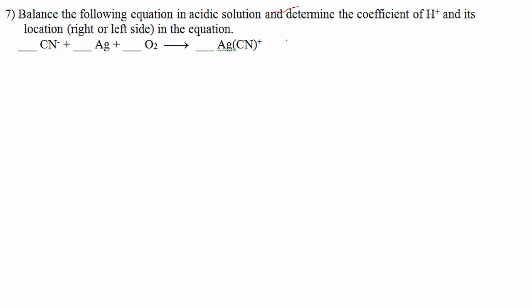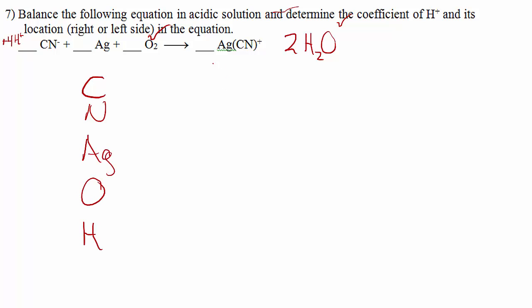Well, I know I balance oxygens by adding water. So I'm going to add 2 H2O on this side. Oxygens are good. But now I have to balance using the hydrogens. So I've got to add 4 H+ onto the left side. And now I think everything's balanced. All right, let's check. We've got carbon, nitrogen, silver, oxygen, hydrogen. On the left side, we've got 4 hydrogen, 1 carbon, 1 nitrogen, 1 Ag, and 2 H's. On the right side, we've got 1 carbon, 1 nitrogen, 1 silver, 2 oxygen, and 4 hydrogen. Awesome. So that's the answer. 4, and it's on the left.